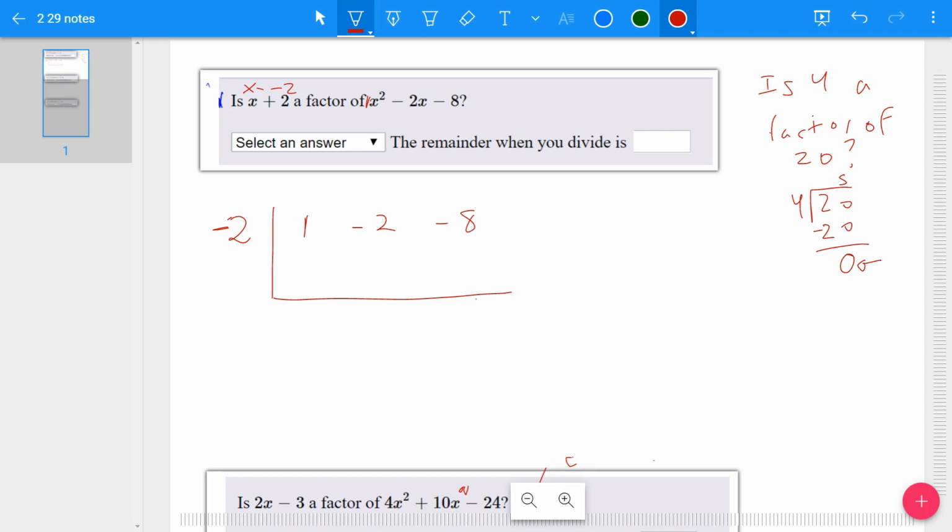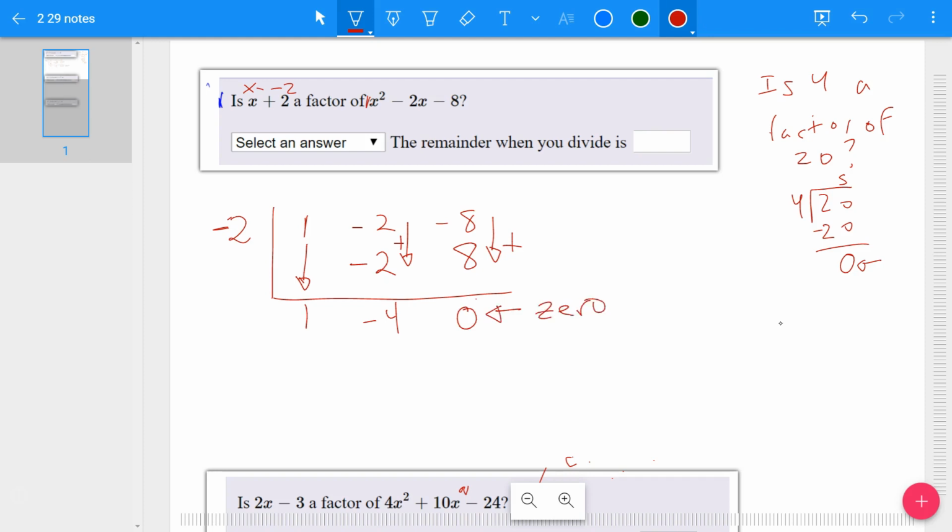So take a look. You bring this straight down, okay, and then you continue as follows. 1 times negative 2, well, that is equal to negative 2. Then you add straight down, so negative 2 plus negative 2, that's equal here to negative 4. Then you multiply negative 4 times negative 2 on the outside, that's positive 8, that goes here. Then you add straight down.